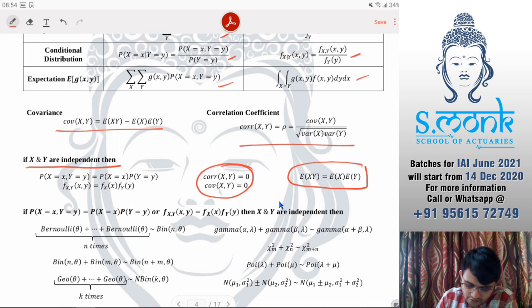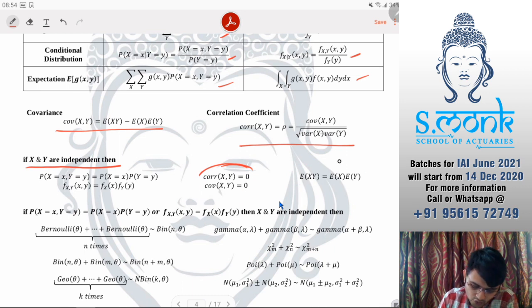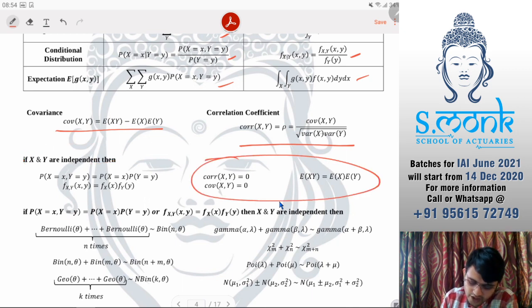Now if you want to find independence, then only probability works. So only probability has vice versa. That means if probabilities are equal, then we can say that x and y are independent. But these do not imply that x and y are independent, because these are for linear correlation.